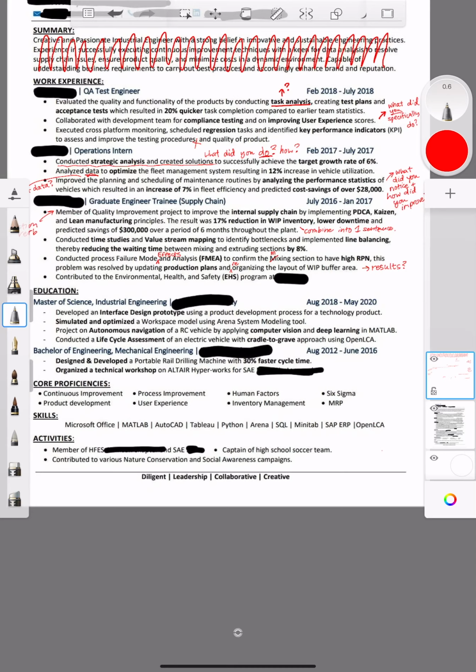So it says the problem was resolved, but what are the results of that resolved problem? Did you save the company money? Did you do something like that? And the final bullet point is quite weak. "Contributed to the environmental health and safety program." That doesn't tell me anything.